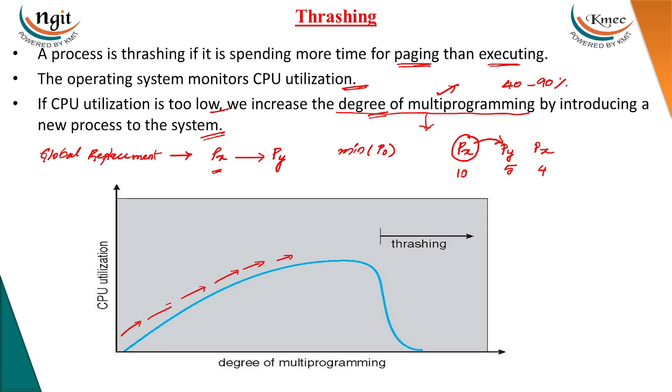But Px needs more pages, so Px uses the global replacement algorithm and takes 2 pages from Py, so that Py falls below the minimum number. The number of frames of Px increases to 12. So 2 pages will be sent from main memory to hard disk. That means there is a swap. A page fault will occur.